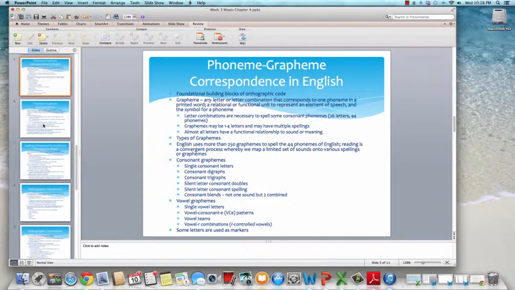So, phoneme-grapheme correspondence. How do they match up? We know that phoneme-grapheme is the building blocks of orthographic code. The phoneme, of course, being the sound, the grapheme being the letter representation, or any letter or letter combination that corresponds to one phoneme or sound in a printed word. It's a relational or functional unit to represent an element of speech and the symbol for a phoneme. Now, graphemes can be letter combinations that can spell certain phonemes, such as th for "th" or sh for "sh."